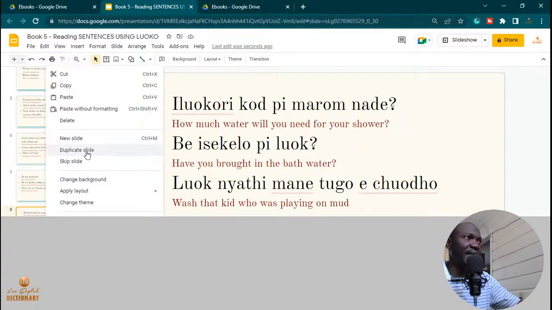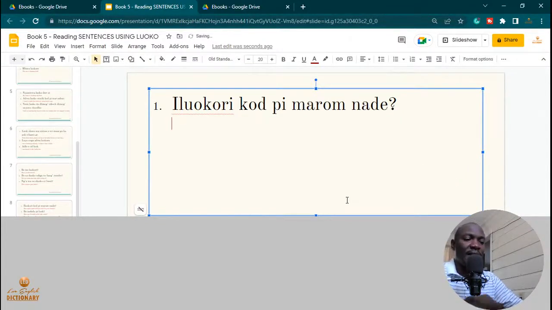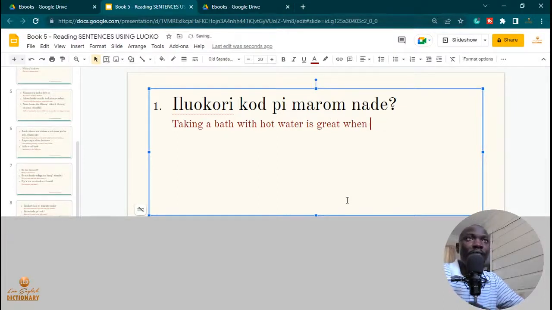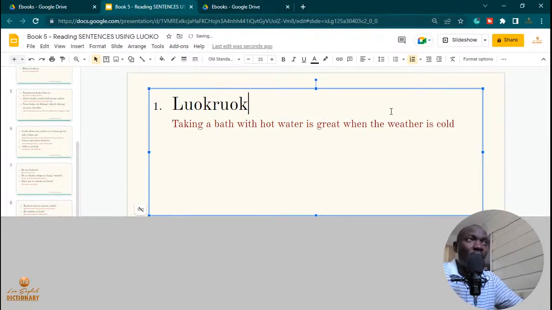Let me duplicate this, and then I will remove all that and say: taking a bath with warm or hot water when the weather is cold. I hope that makes sense. Luokruok gi pi maliet ber ka piny ng'ich.